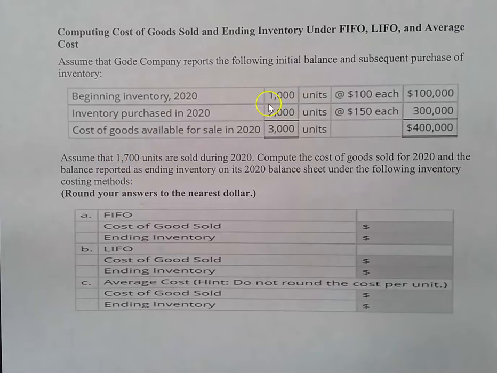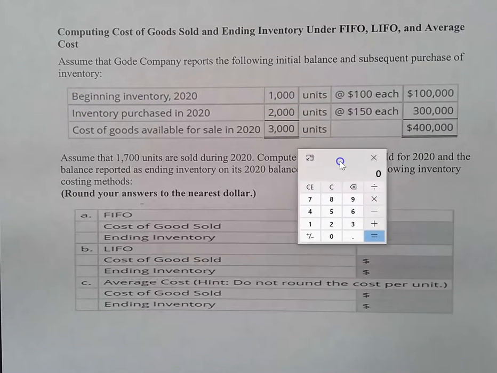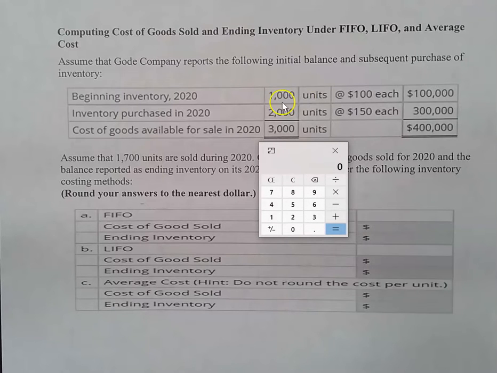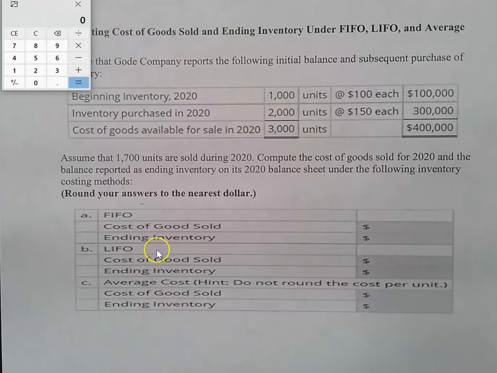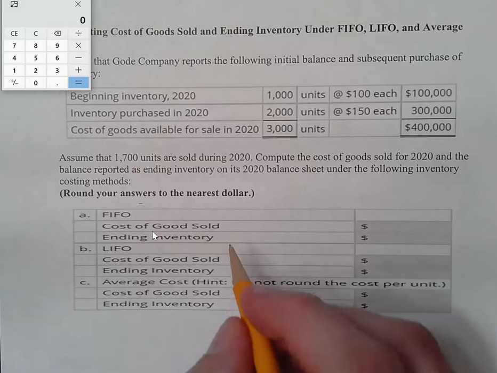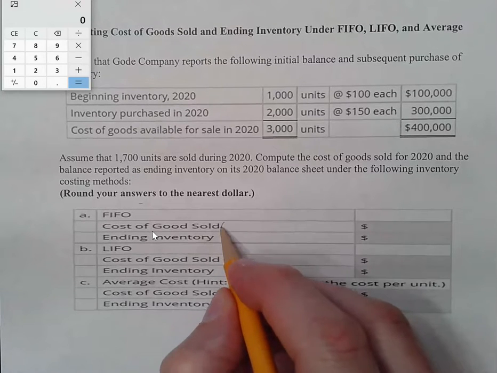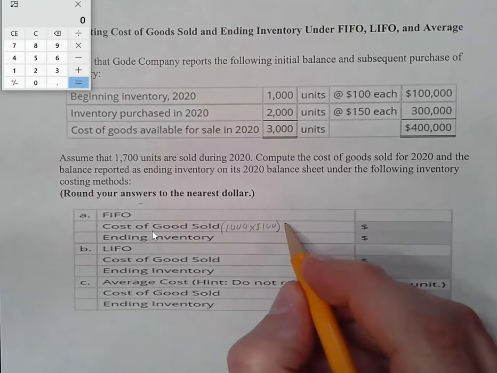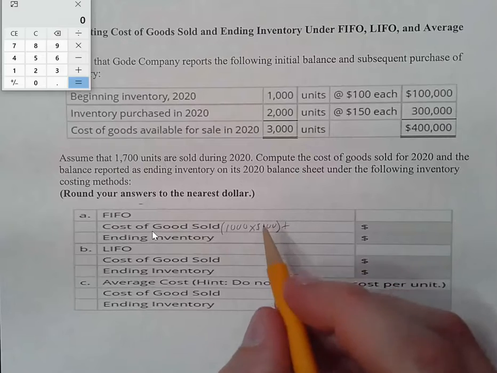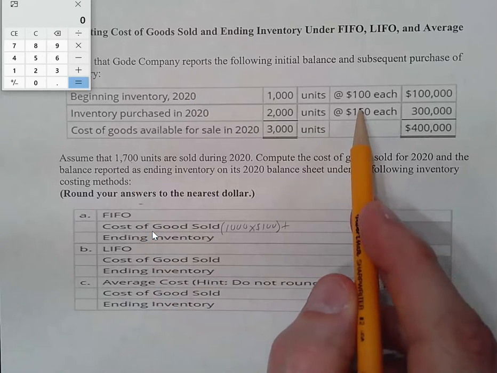And we know that these 1,000 units are essentially the oldest inventory. So what we're going to say is, I sold all 1,000 of these units here. So actually, I'm going to move this right up here if I can find a spot for it. My FIFO cost of goods sold, which is the first thing I have to calculate, is essentially 1,000 units times $100 plus 700 more at $150.